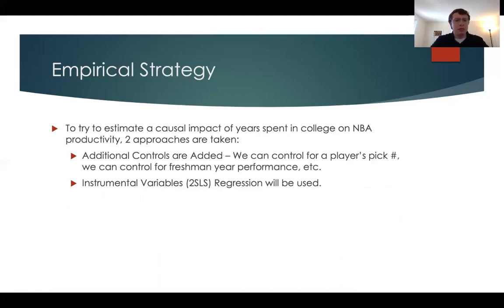How will I address those issues? Well, in a perfect world, we'd be able to do a randomized controlled trial, send some players back to college, send some players directly to the pros. That's not the case. So two approaches are taken. In the first approach, I add some additional controls. I'm going to control for the number of the player's pick, their freshman year performance statistics, control for freshman year points per game, assists per game, rebounds per game, and field goals attempted. I also control for player height. So one approach, I'm going to add some additional controls that could potentially help me to control for ability. But a second approach I'm going to take is to use instrumental variables regression.